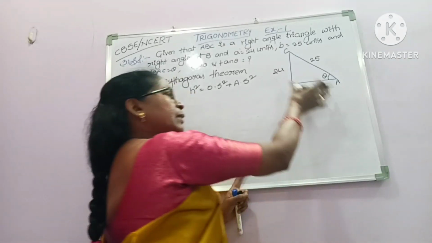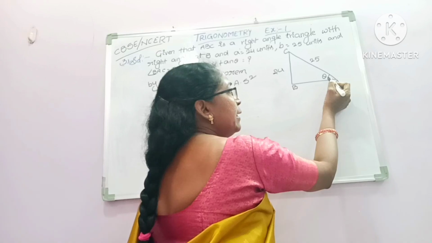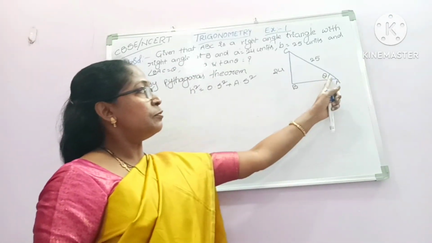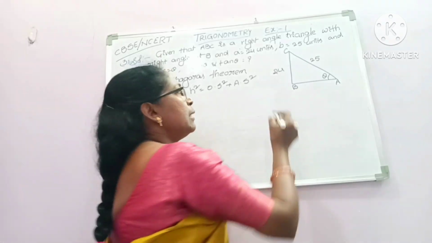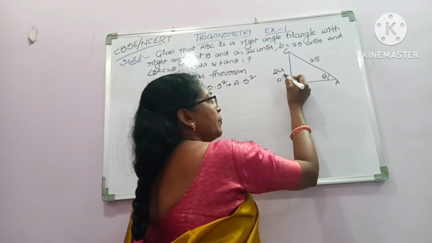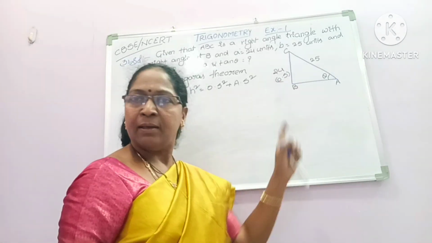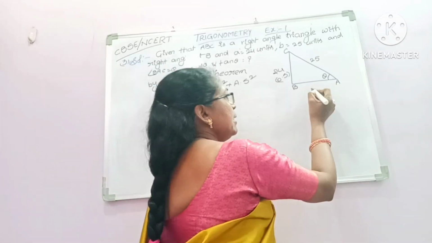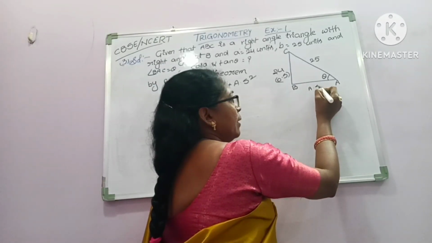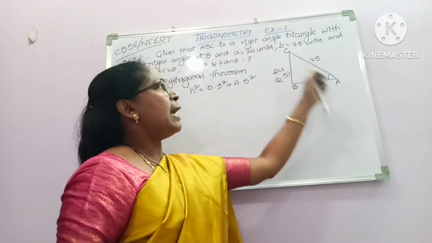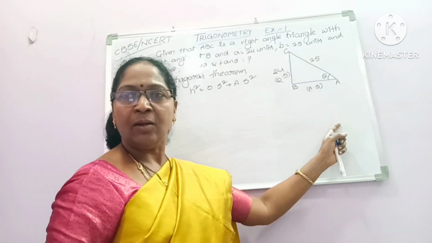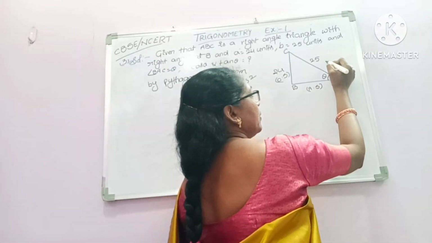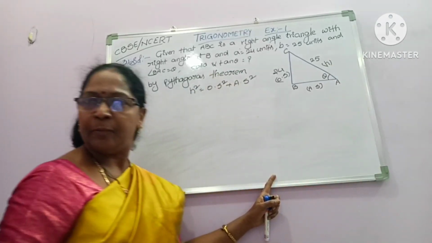Here, theta is the reference angle. For this theta, the opposite side you have to represent as OS, that is the opposite side, and this one is the adjacent side. The slant line, or the longest length in the right angle triangle, you can always say is the hypotenuse. This is the hypotenuse.